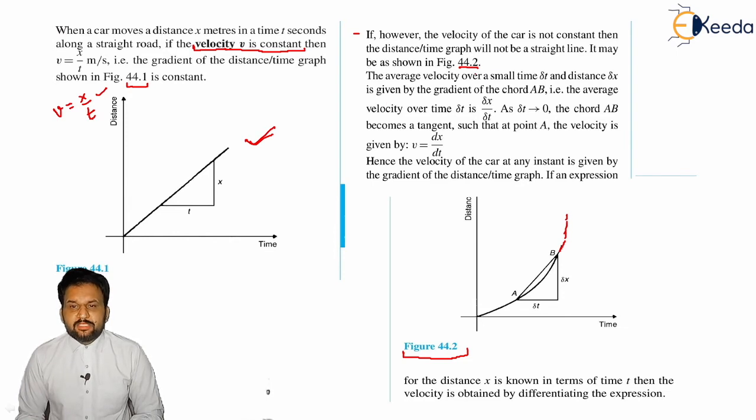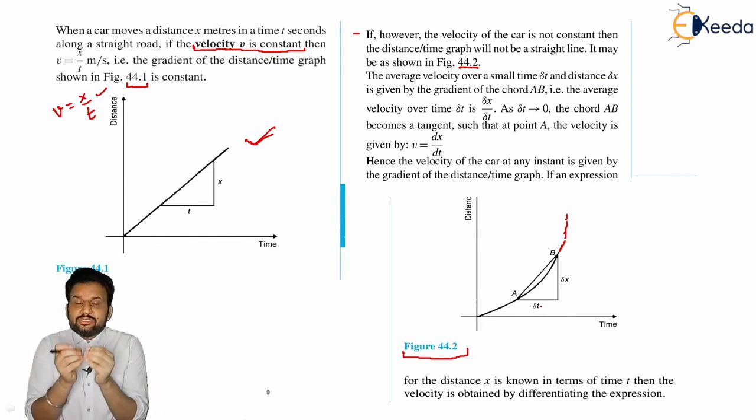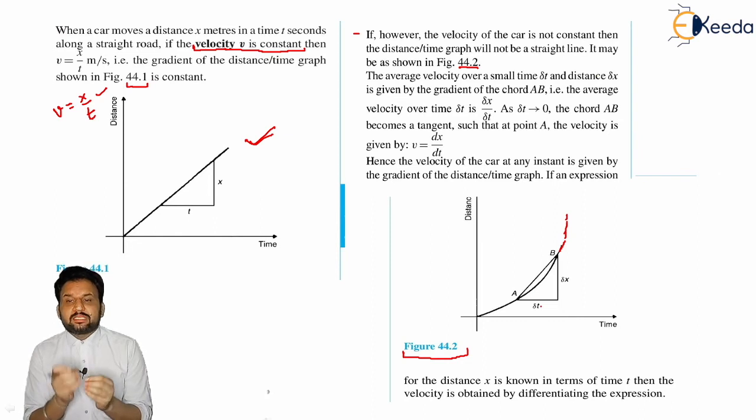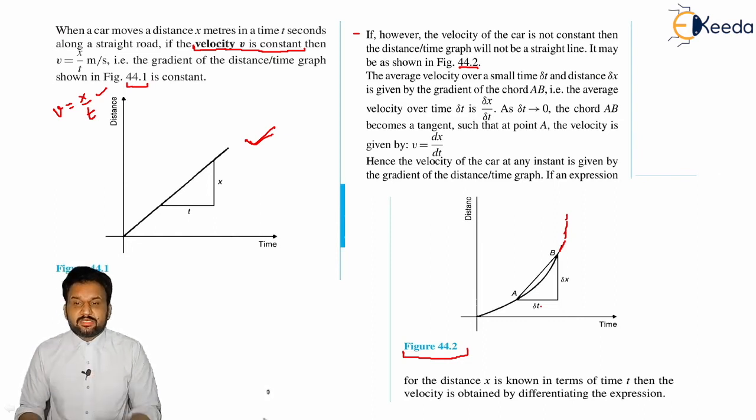So the average velocity over a small time delta t, with distance delta x. What is the change here? Delta t is the change in time, and delta x is the change in distance, because we have two things, the distance and the time. If the time is changing, that is delta t, then there is a change in distance, that is delta x. That change occurs as delta x by delta t.